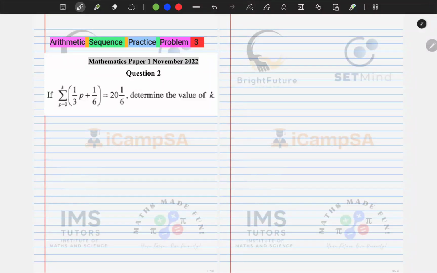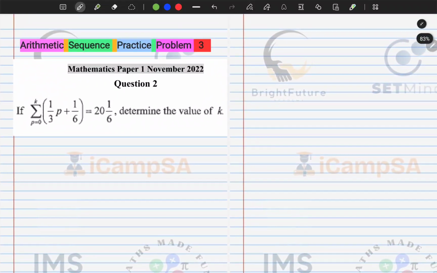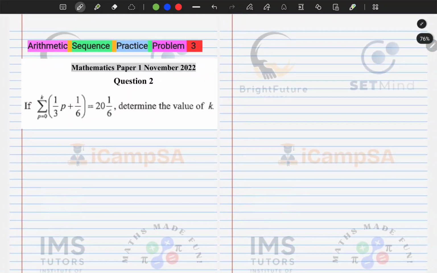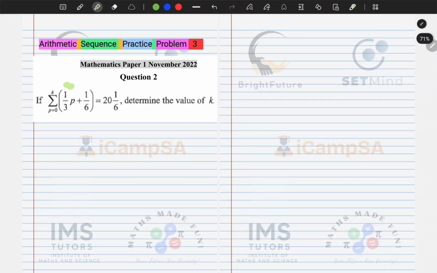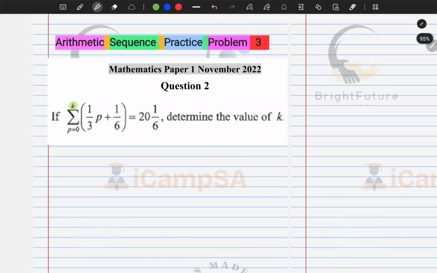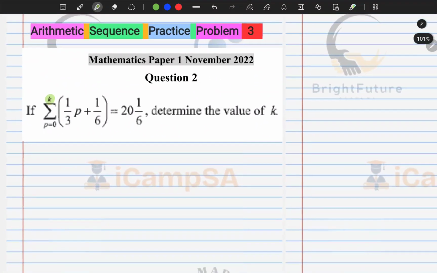Okay, learners, let's have a look at another question, still brought to you by ICampSA. And on this one, we are looking at our practice problem number 3, that is from the 2022 November final paper. And this question requires us to determine the value of k. If you look, k is just at the top of our sigma notation there.